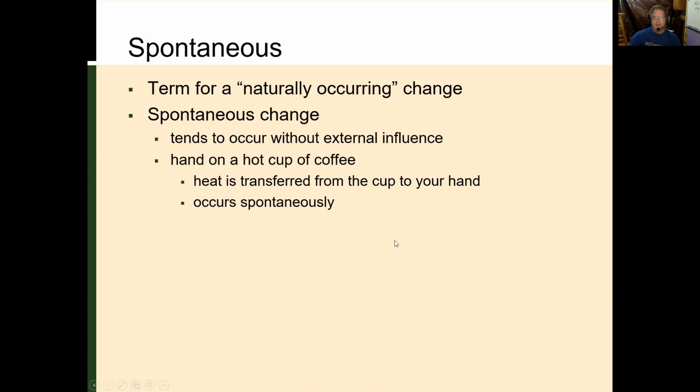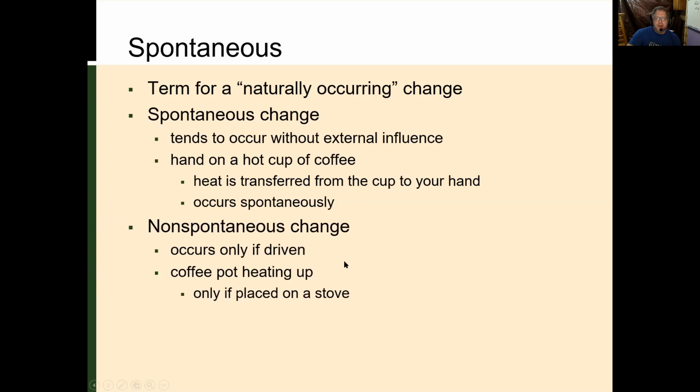If you put a hand on a cup of coffee, the heat is going to go from the coffee to your hand, and that's going to occur spontaneously. As you can see here, my coffee cup is giving heat to my hand right now. Okay. I couldn't get through a whole video without you seeing me drink out of my coffee cup. Non-spontaneous occurs only if driven.